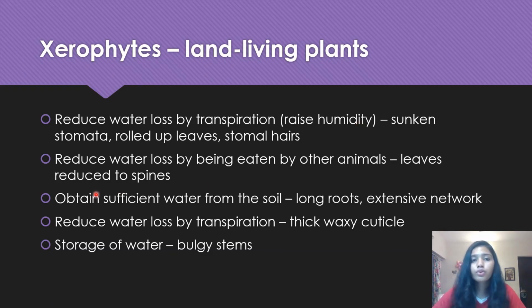Then to reduce water loss by being eaten by other animals, you have leaves reduced to spines, as in the cactus. Then to obtain sufficient water from the soil, you have long roots and an extensive network of long roots. Because sometimes on the surface the ground is pretty hard and dry. So when roots dig deep, you can absorb water because deep into the ground you have more water. Reducing water loss by transpiration, thick waxy cuticle, and storage of water in bulgy stems, as in the cactus again.